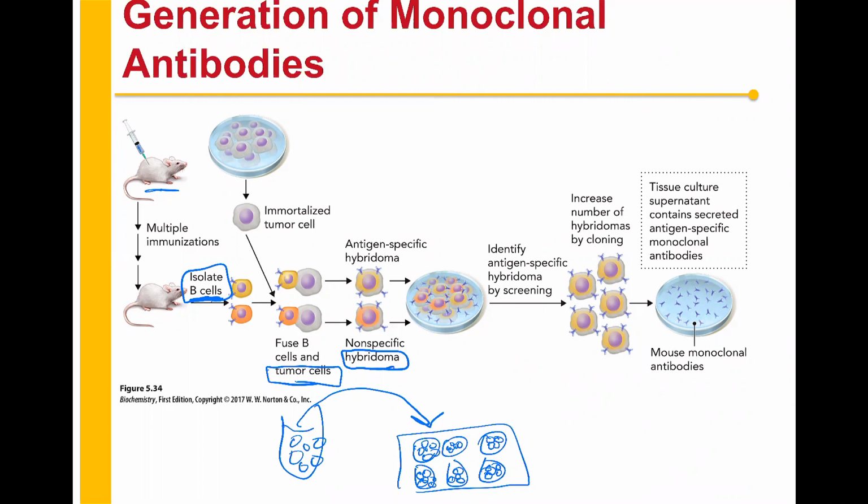But what you want to do is you want to make sure to test for specific binding activity. So you want to make sure, okay, I'm going to take a sample out of this one, right? I'm going to increase the number by just growing them in culture. And now I'm going to test it. And I'm going to check to see, I'm going to look at the supernatant, right? Because they're going to produce those antibodies and it's going to go out into the media of the cell.